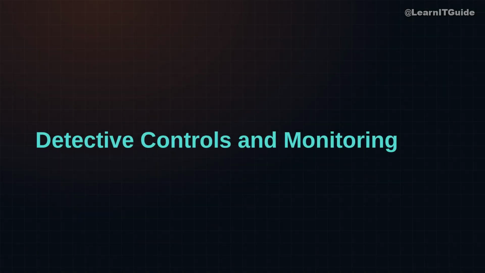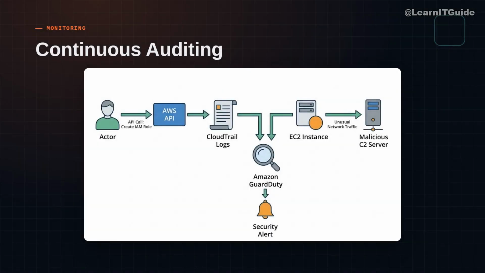Prevention is great, but you also need to know if something goes wrong. This brings us to detective controls. You should enable CloudTrail in every region. CloudTrail logs every single request to the AWS API. If an unauthorized user creates an IAM role, CloudTrail records it.